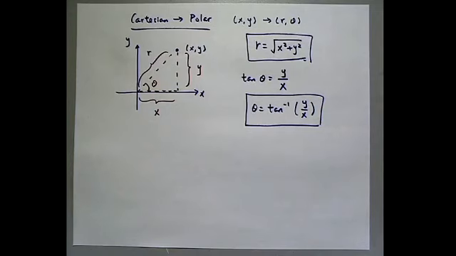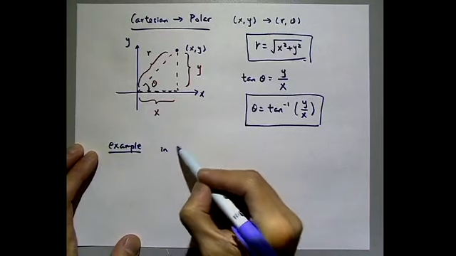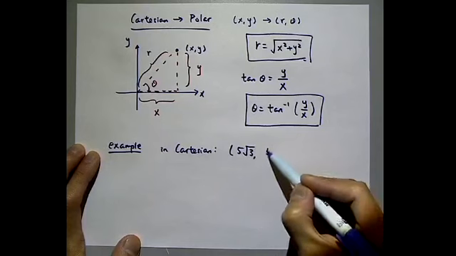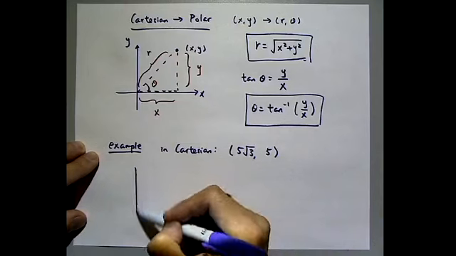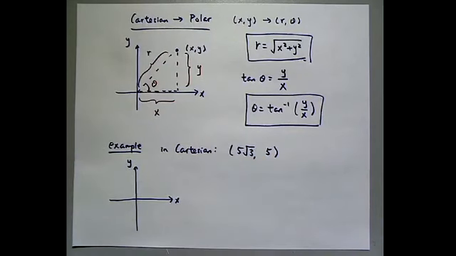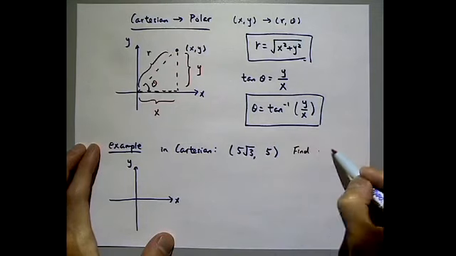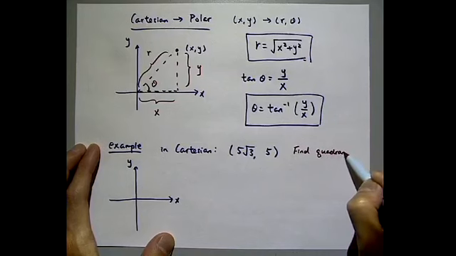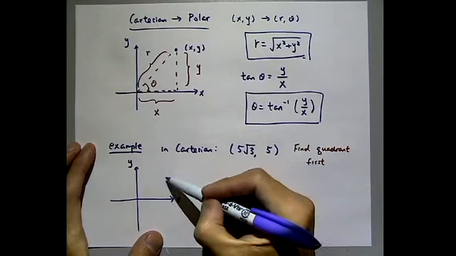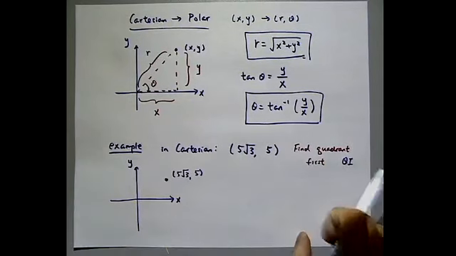So for example, let's look at the point in Cartesian. It's 5 radical 3 comma 5. And it's very important that you nail down the quadrant right away, because theta depends on the quadrant. Quadrant first, right? So where are we? We're here. So we're in the first quadrant.